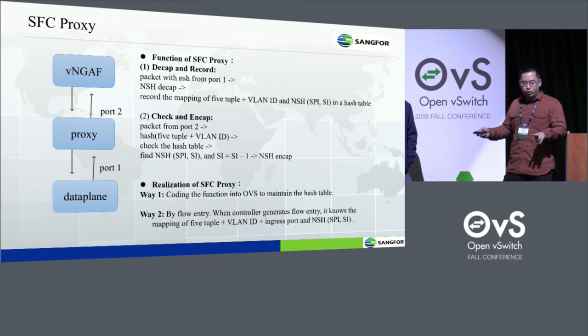Okay. Then there are 2 ways to realize these 2 functions. First is by hard coding, and we have to maintain the hash table by ourselves. And the second way is by flow entry. When the flow controller generates the flow entries, it knows the mapping of file table, VLAN ID, and the ingress port and the network function header.